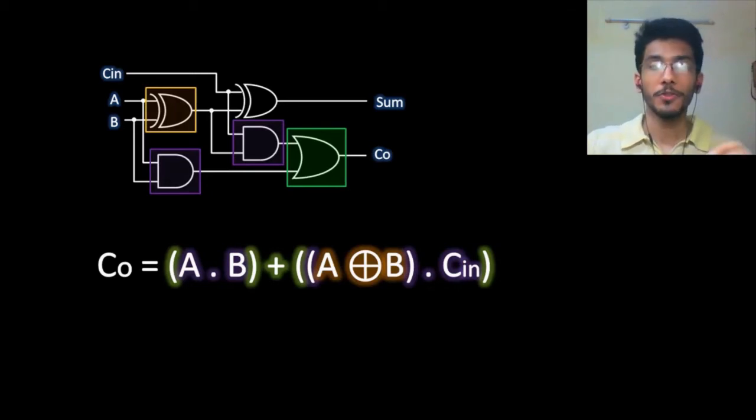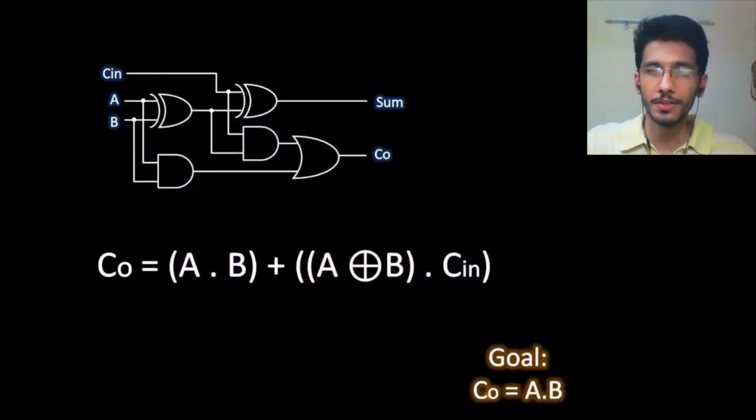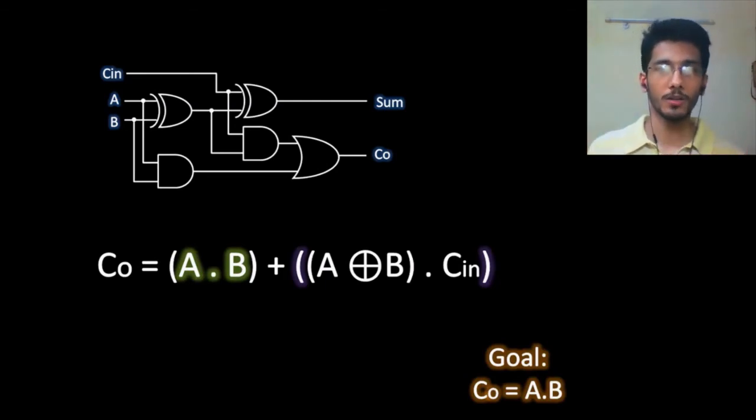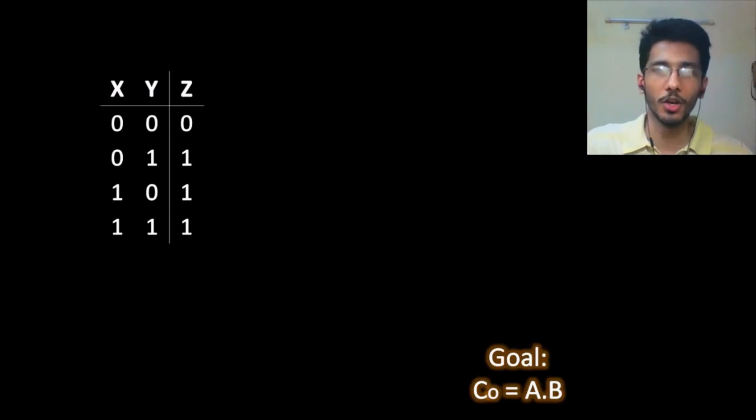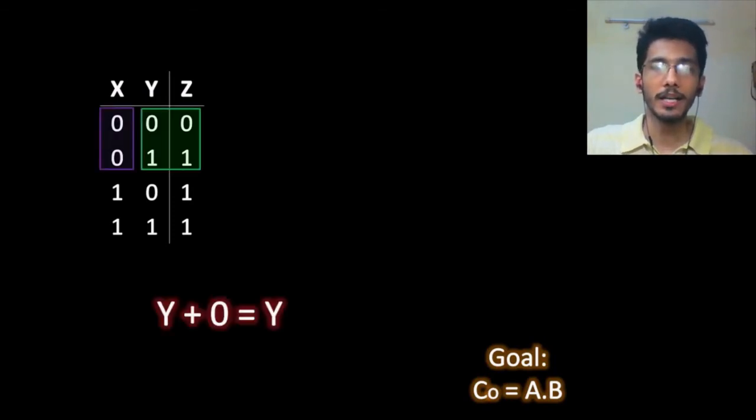Let's move on. Now the first operation I wanted to figure out was the AND operation. So the goal equation is carry out equals A and B, and conveniently that is already available in our equation. I just have to figure out how to get rid of this remaining part of the equation. A and B is being ORed with this second half of the equation. So let's first take a look at the OR gate truth table. So this is the truth table for an OR gate, and here you can clearly notice when Y is ORed with 0, the output is the same as Y.